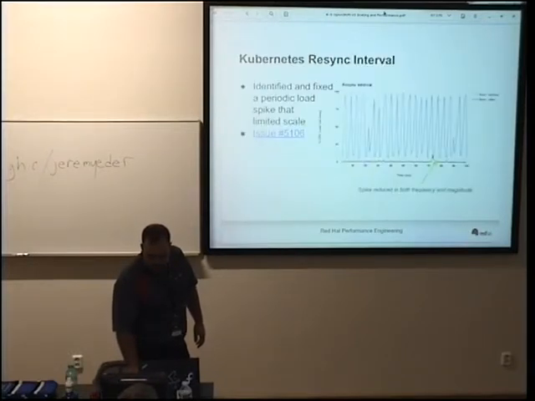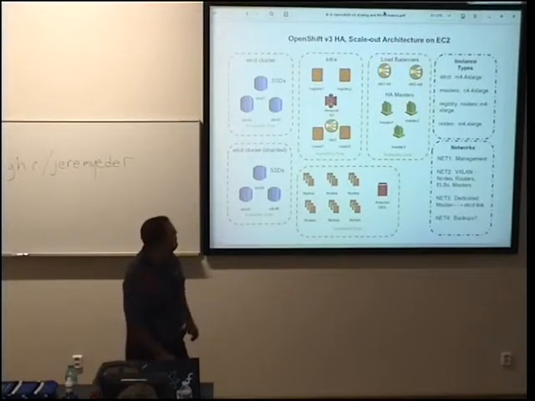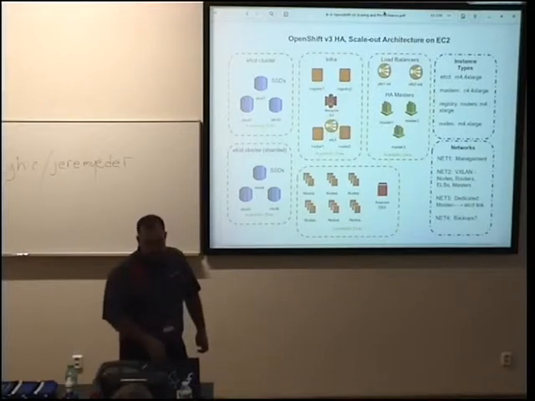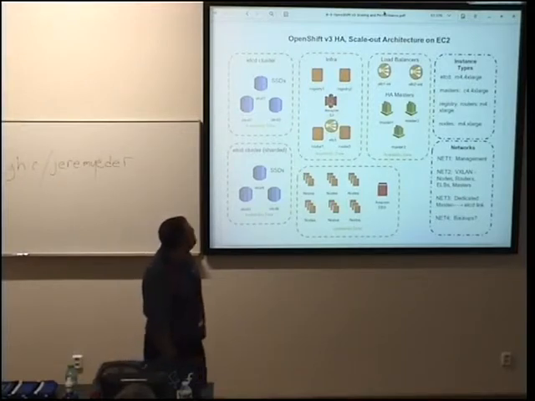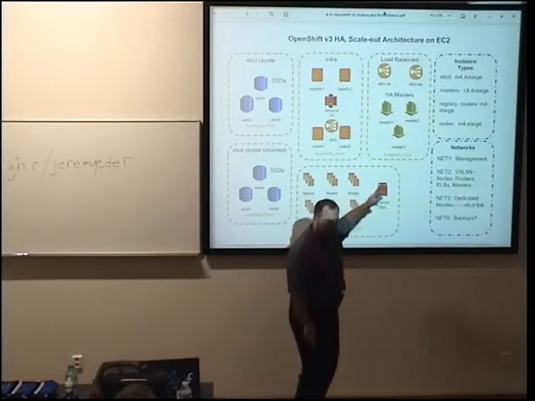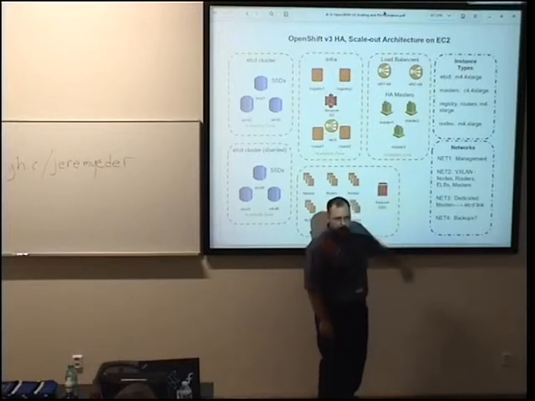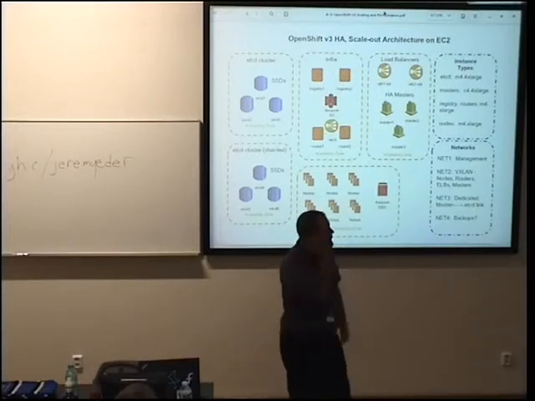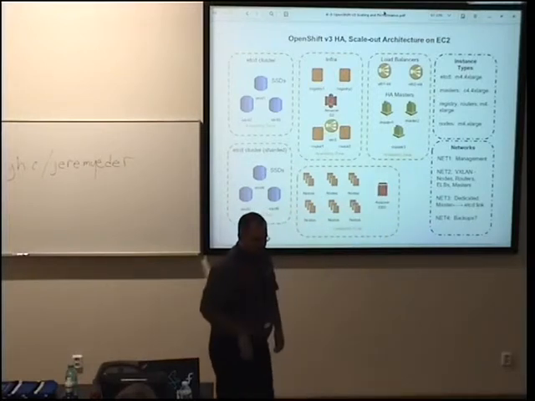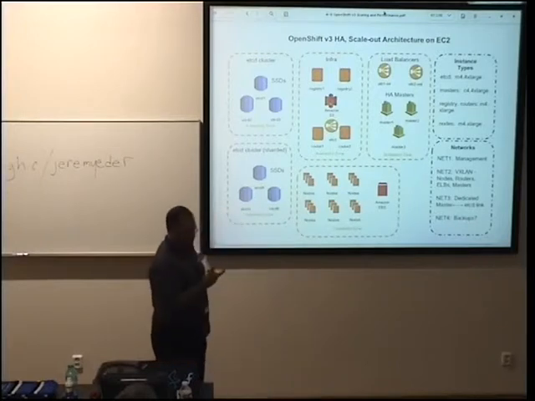So I've got a couple more slides, but I wanted to show you what a highly available OpenShift environment looks like. You had mentioned Red Hat Cluster Suite. This uses Pacemaker to manage the VIPs on the masters, and we've got the Amazon load balancers in front of those.